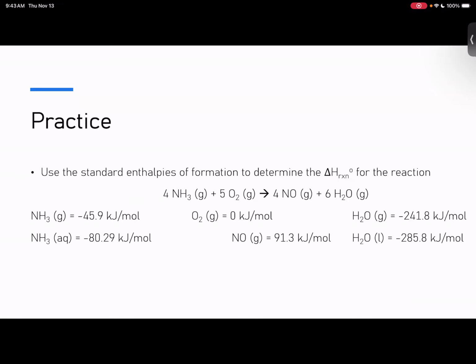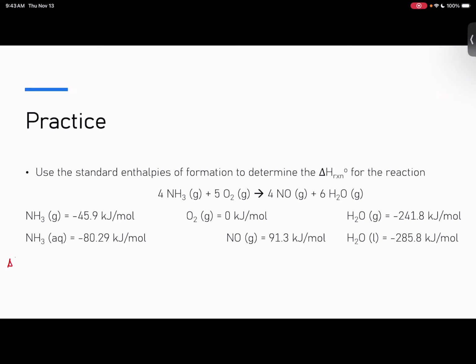The second mistake that students make is they forget what delta means. They try to do the delta H of reaction in the same order as the reaction, but you can't. Delta means final minus initial, so it's the products minus the reactants. So let's look at the math associated with this.